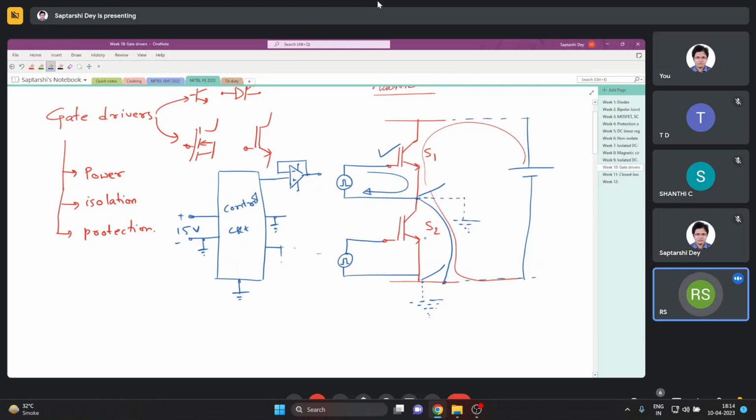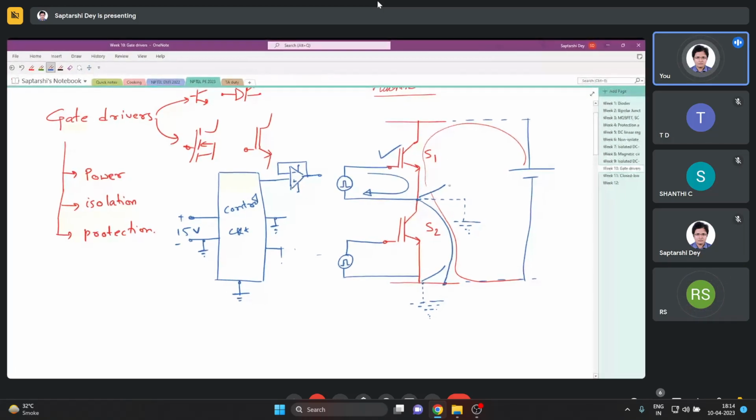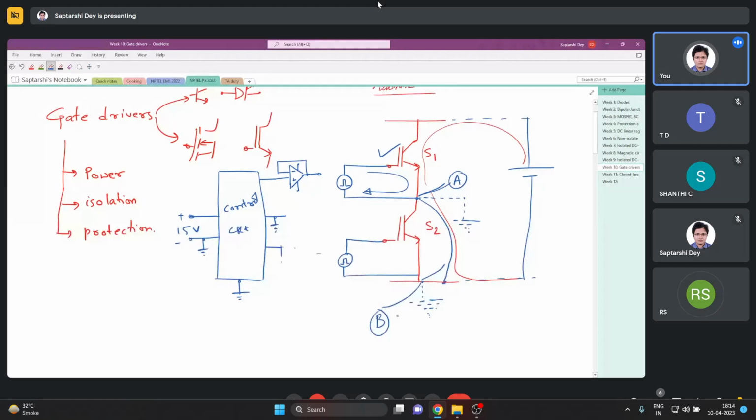Sir, by bypass you mean it is flowing only through the switch, right? Only through the switch, but you can understand that if I call this point A and this point B, they are actually physically connected. So the short circuit current can flow through that physical connection. So in such cases where the emitters or the sources of the switches are not connected in the power circuit, if they are not shorted together, then you have to give isolation to the gate drivers.